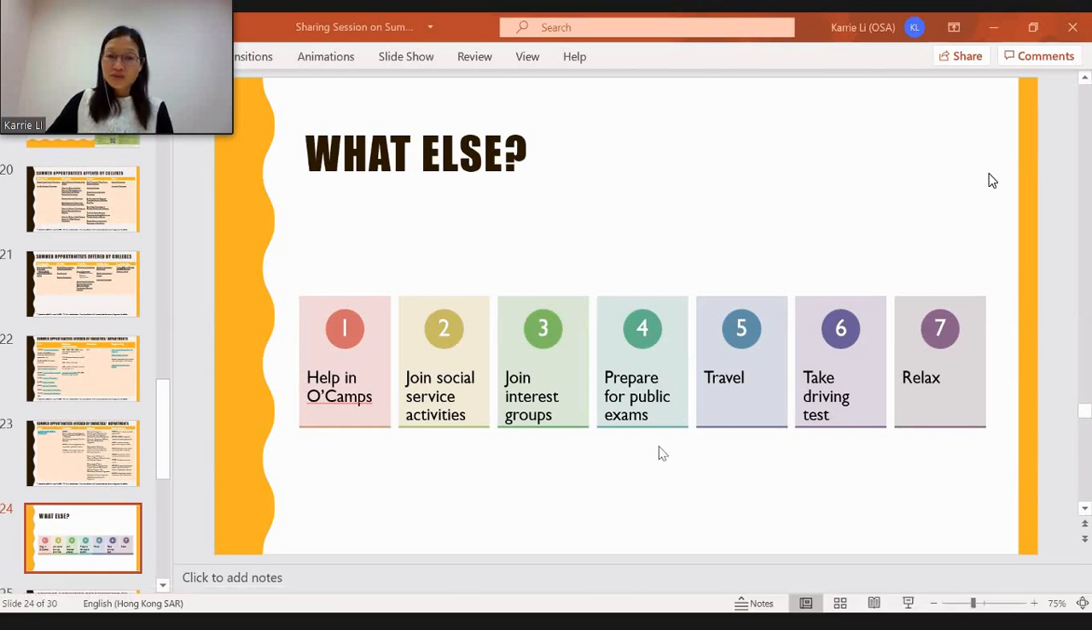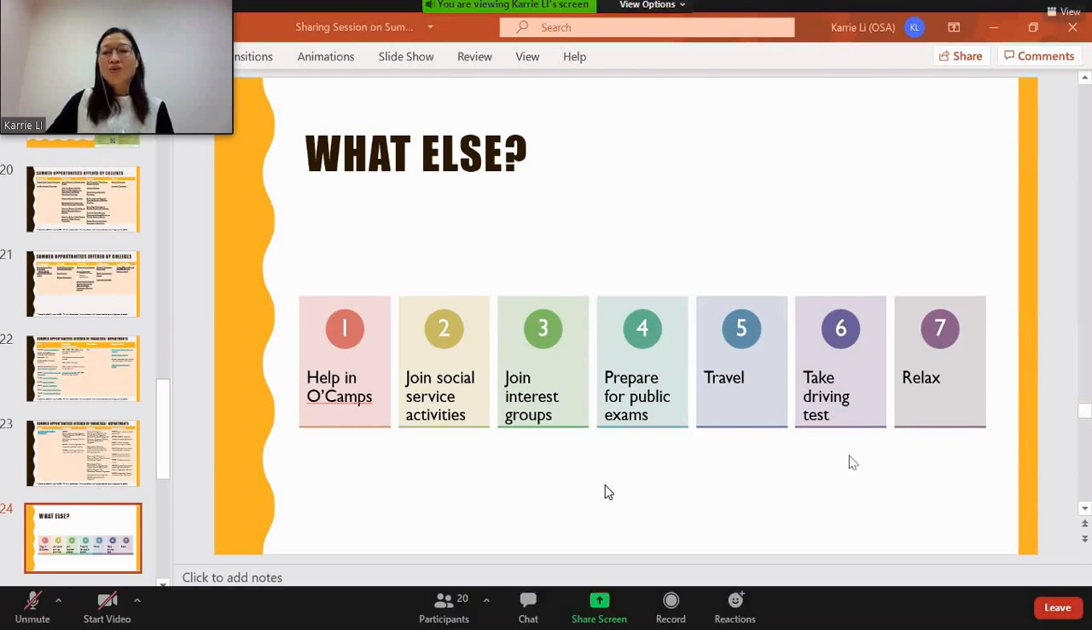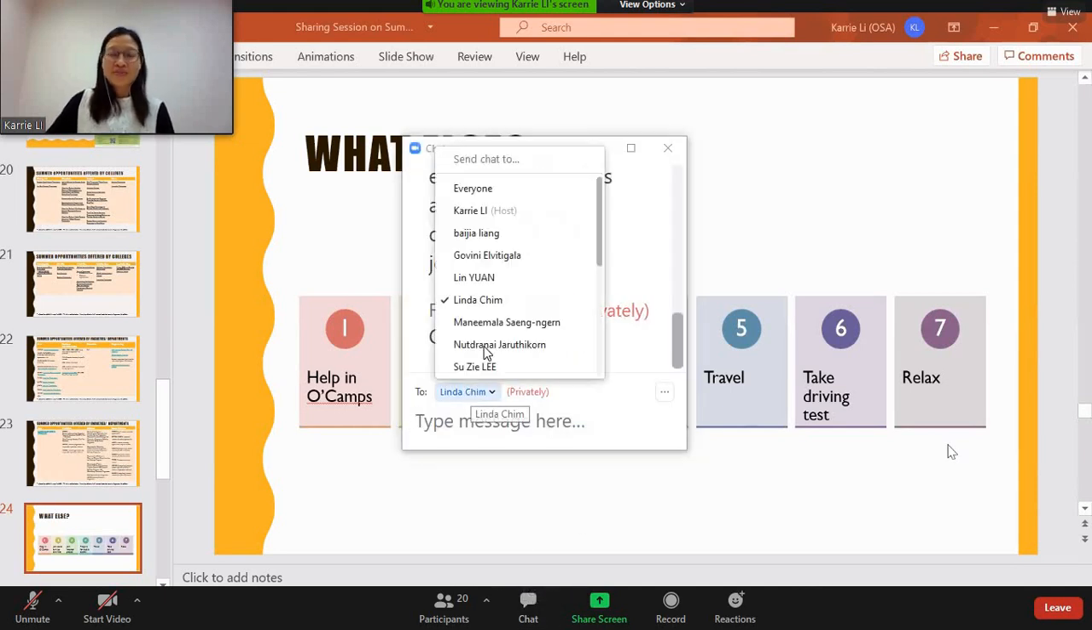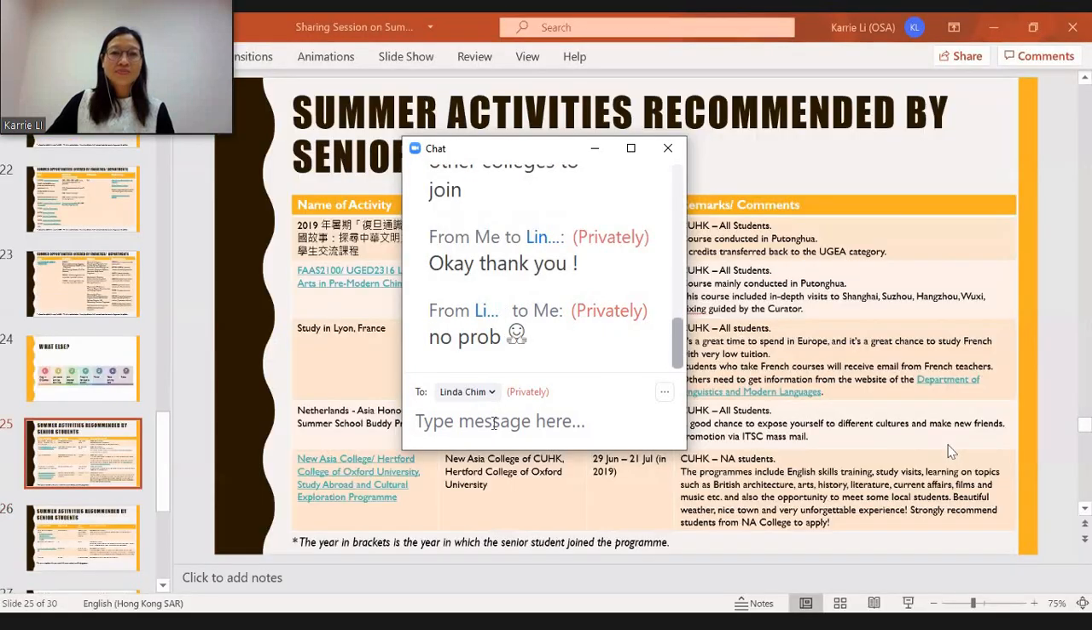And it's a good time for you to prepare for public exams. Say, for example, if you want to go for an exchange, you may need the IELTS or the TOEFL exams. It's good if you can do it during the summer. Or you can just, together with your friends, go traveling and try to explore the world, or just take a driving test, or just relax and get yourself ready for the new semester, okay?